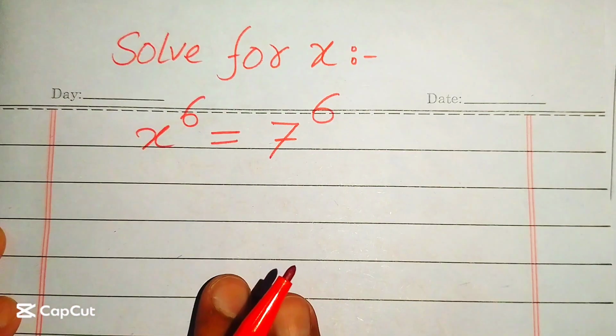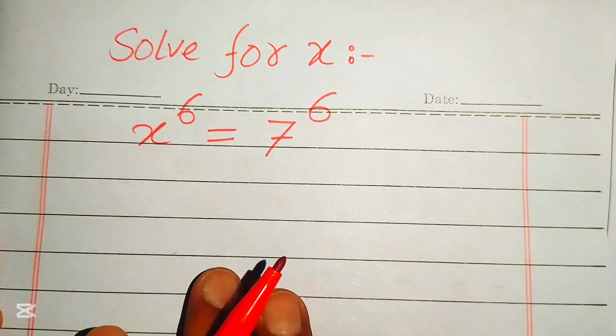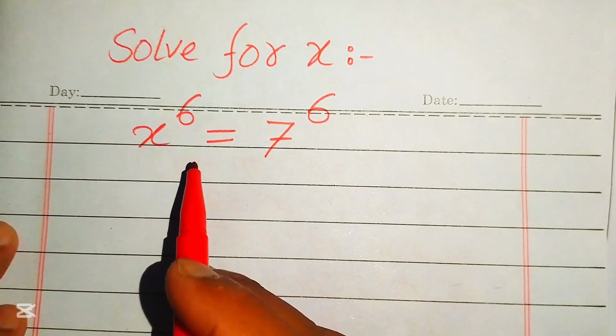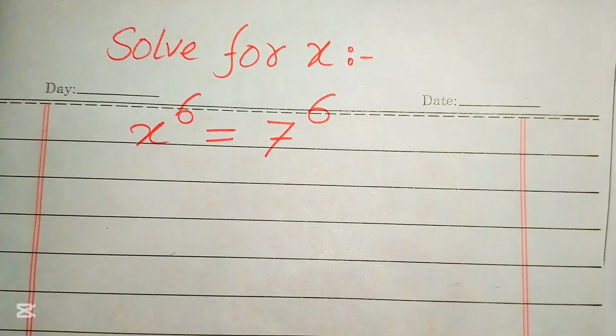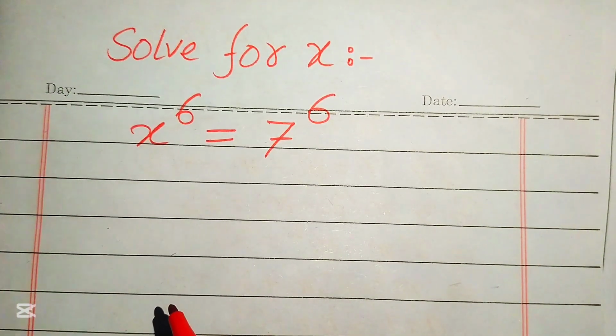Hello everyone, welcome to solve this nice math Olympiad algebra problem. So here we have x to the power of 6 equals 7 to the power of 6, and we solve this problem for the values of x.